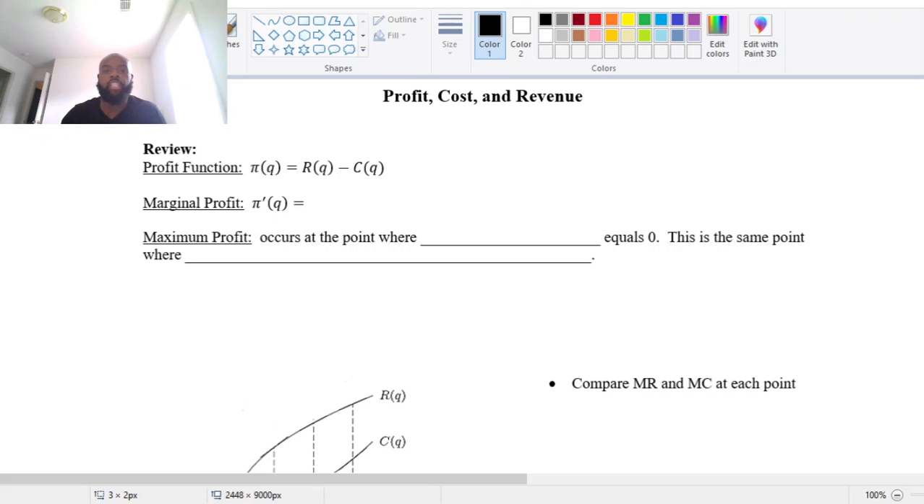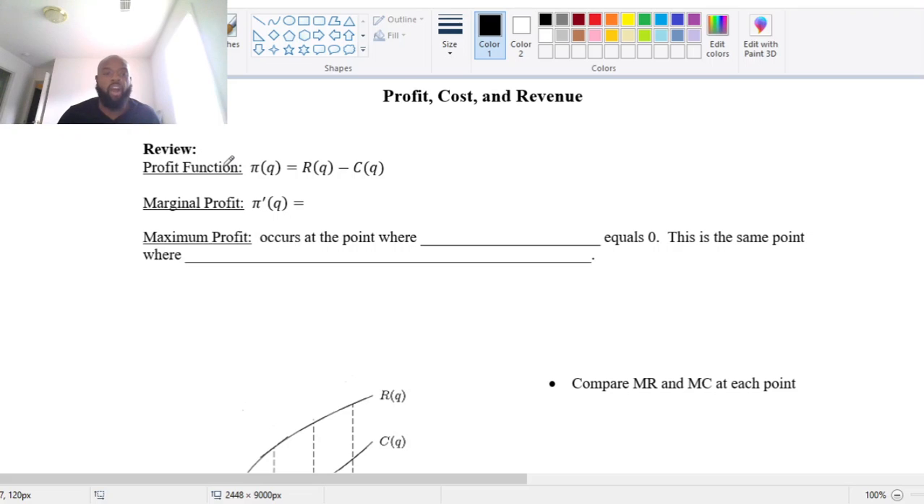In this video, we're going to talk about profit, cost, and revenue. Just as a quick review, we know that profit can be calculated by doing the revenue minus the cost functions.